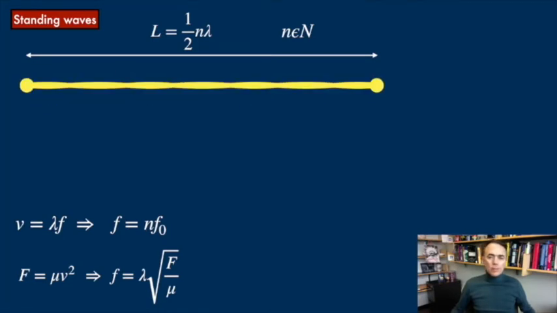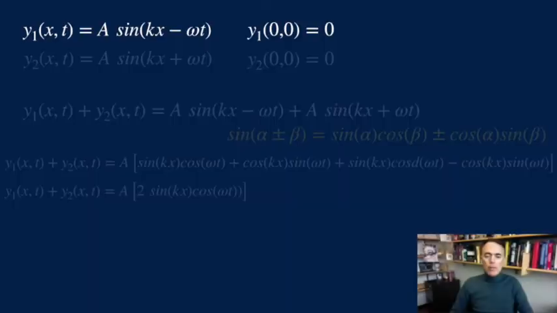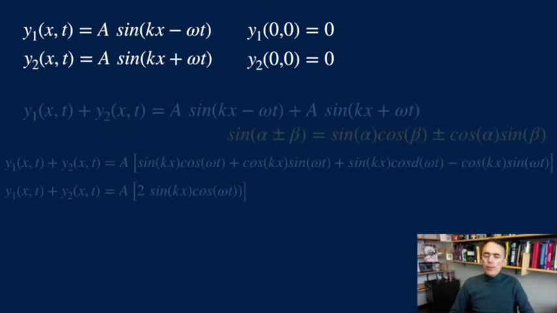We can write them as a wave traveling from one end that bounces back when it reaches the other end. The return wave has the same frequency as the first one and the same amplitude. Let's look at the math behind this. This is the equation for a wave moving to the right. And this is the equation for the return wave moving to the left.